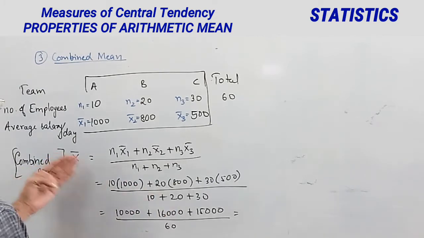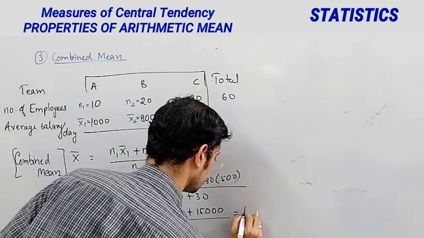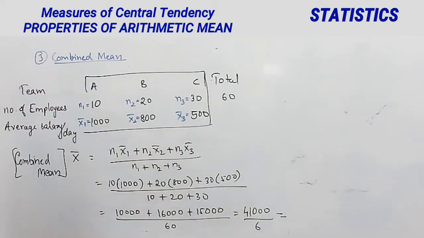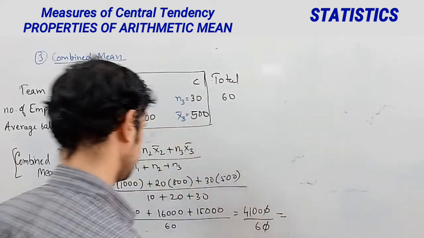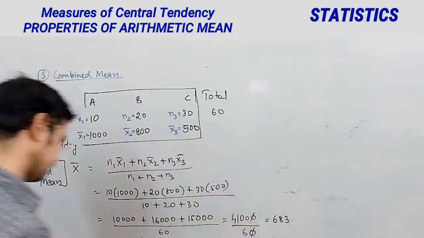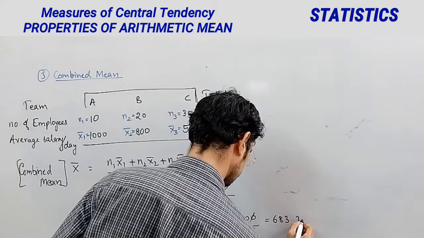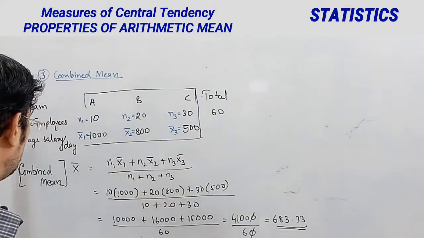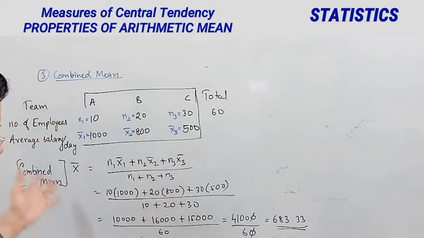Now what is the average? Let us calculate this. So 10 plus 16 plus 15 is 41, so it is 41,000 divided by 60. So when you calculate, what should you get? 41,000 divided by 60. Okay, you can calculate this. 683.33 and so on. Okay, this is the mean or average salary of the total group, or of the company. Okay, hope you have understood this problem. You can pause the video and note the problem.